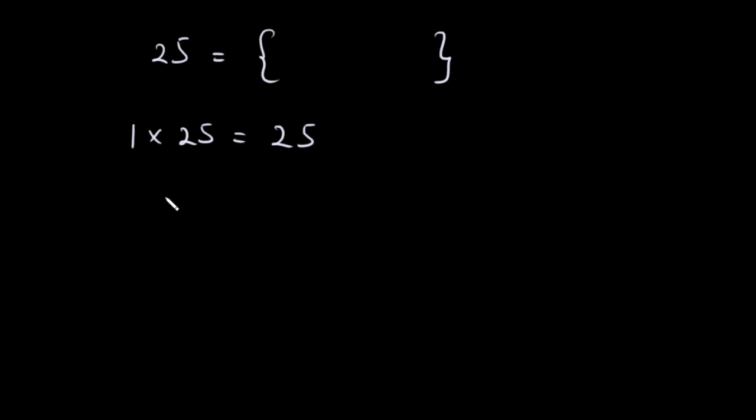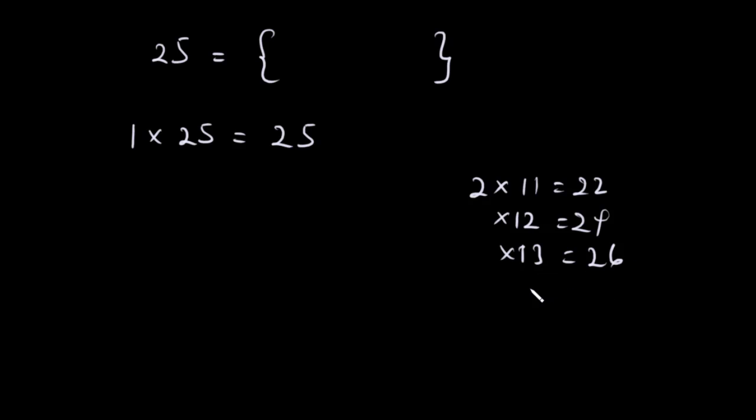Is 25 divisible by 2? 2 times 11 is equal to 22. 2 times 12 is 24. And then 2 times 13 is equal to 26. So obviously 2 times no number is equal to 25. So 2 cannot be a factor of 25. What about 3?